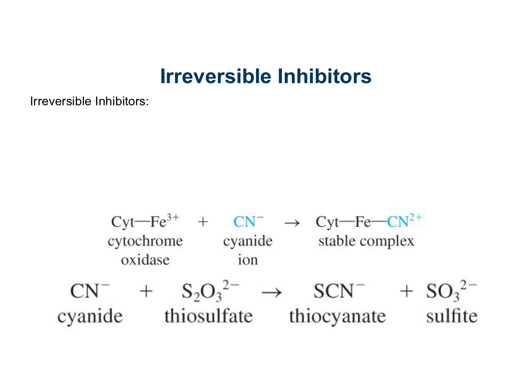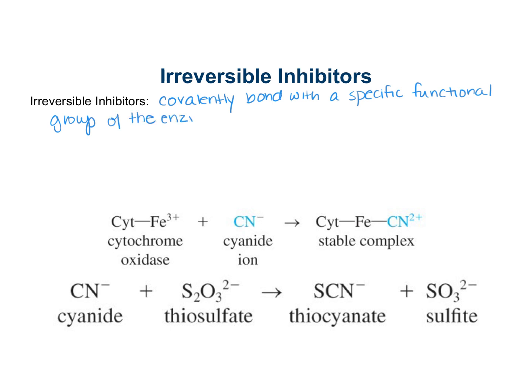So irreversible inhibitors, right, covalently bond with a specific functional group of the enzyme and make it inactive, right? So a number of very deadly poisons act as irreversible inhibitors.